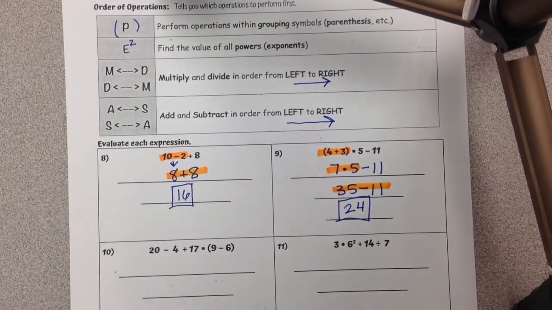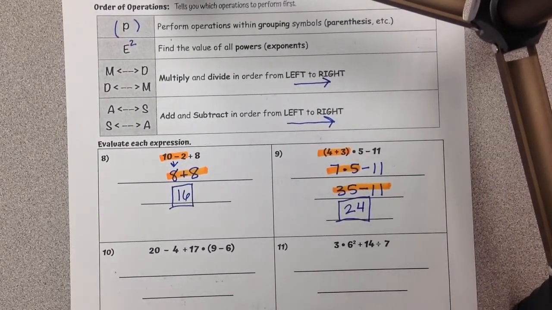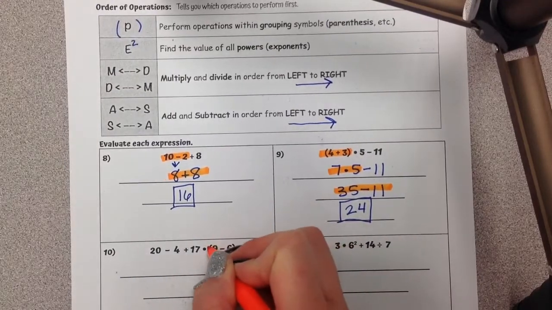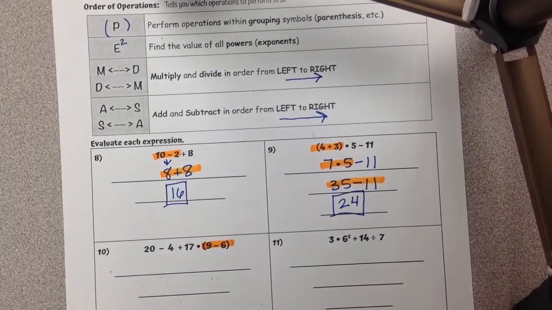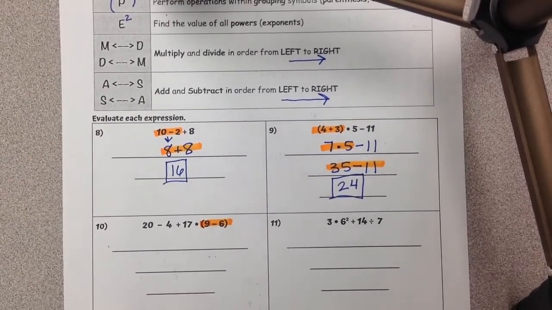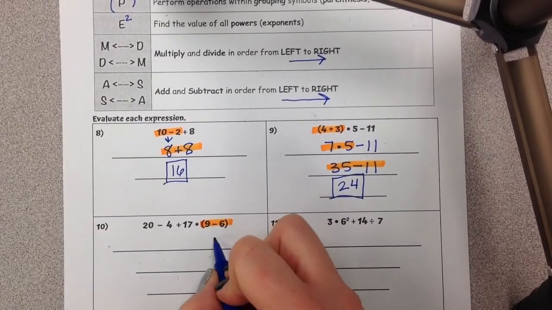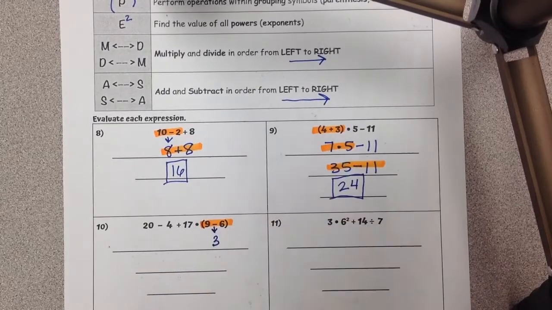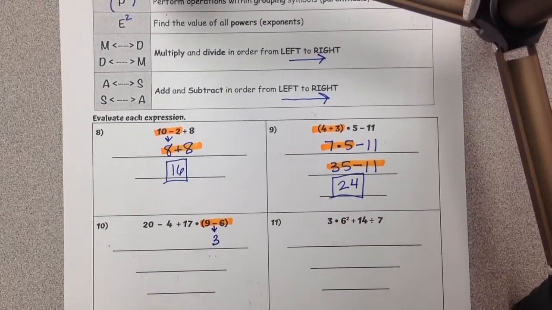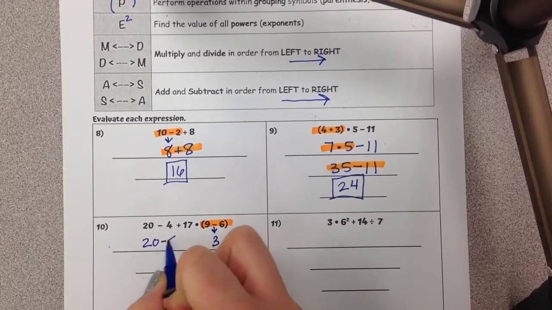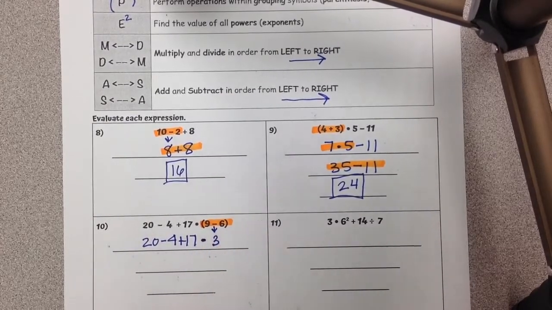For our next problem, they're getting a little bit longer. I'm going to start at the top. Using my cheat sheet, I'm looking for parentheses first. I have 9 minus 6. It's easiest, I think, to go from where your highlighter is, so I'm going to evaluate this right away. 9 minus 6 is 3. I did this right away even though it's at the end. Now I'm just going to copy everything down exactly the same: 20 minus 4 plus 17 times 3.